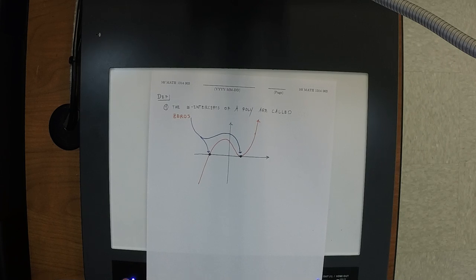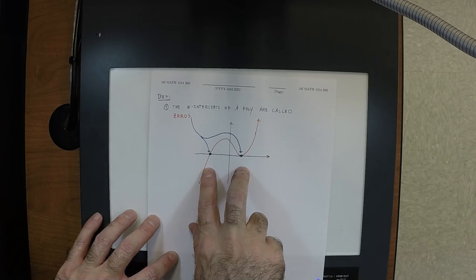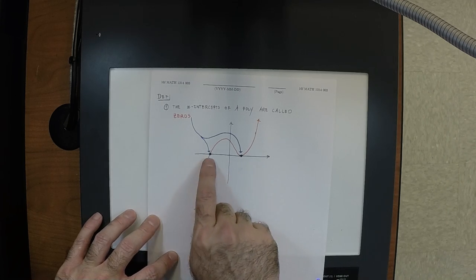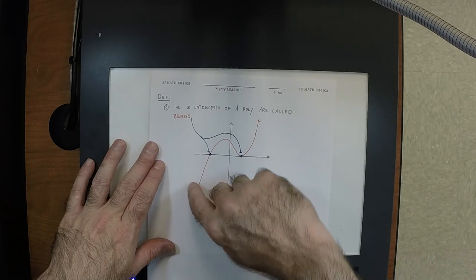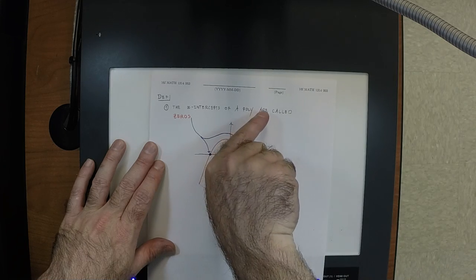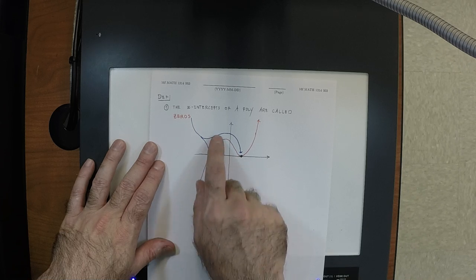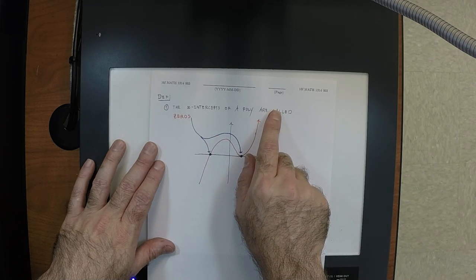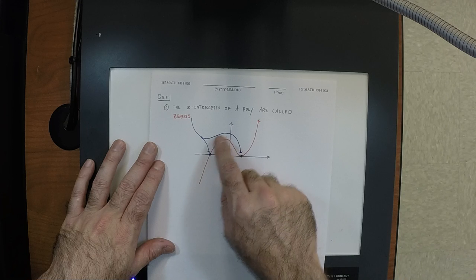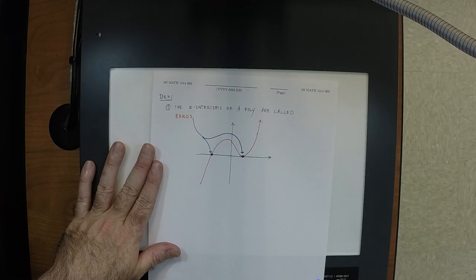Now, this is not what we're addressing today, but we will address it soon, so I want to foreshadow it. I'd like you to notice that there is a qualitative difference between these two zeros. This is a zero, and notice that the polynomial crosses that zero. And here's a zero, the polynomial doesn't cross, it bounces off of it. So this one crosses, this one bounces off. That's something we're going to pay close attention to in the coming days, but not just now.